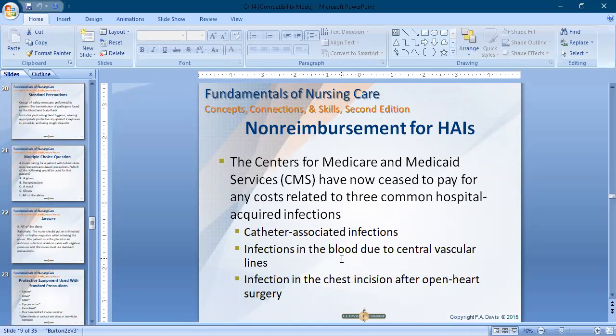Infection in the blood due to a central vascular line. If anybody needs a PICC line or central line or peripheral line and it is infected, the government has to pay. Infection in the chest incision after open heart surgery, also the government has to pay.